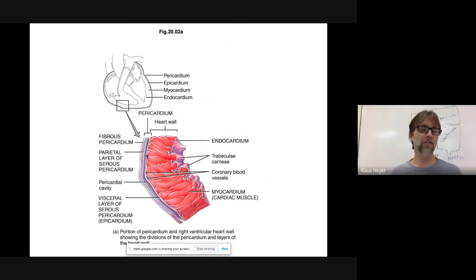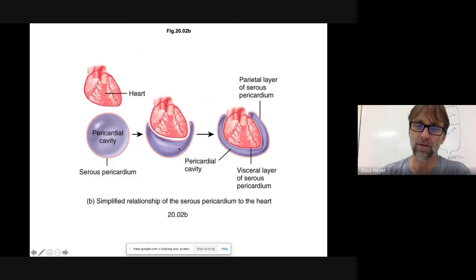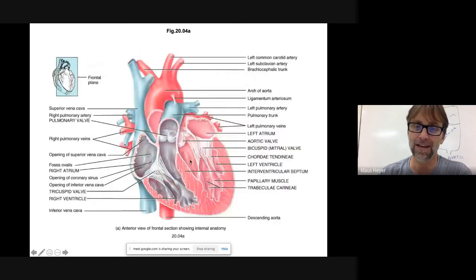In hospital settings, you'll run into cases where these things become inflamed. Pericardium becomes inflamed, pericarditis. That's something that you would come across, because people that have it are complaining. Endocarditis, this inner lining, like the lining here, that could become inflamed.